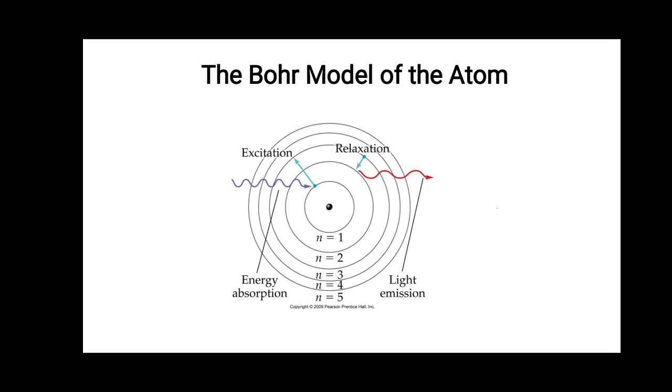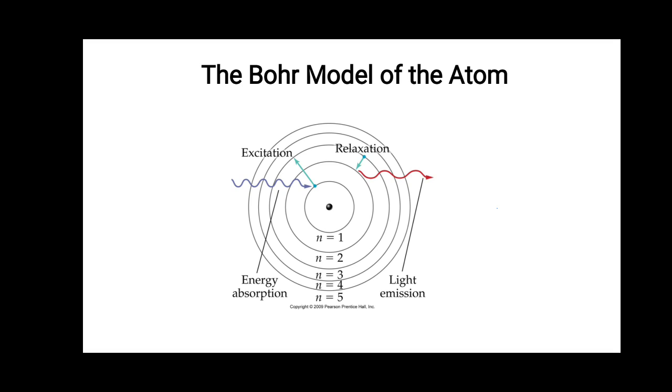And you know excitation is a temporary state. So light emission takes place: they emit the energy and go back to the ground state. This is the Bohr model of the atom. Here is the nucleus. n1 to n5 are the energy levels. n1 is the lower energy level while n2 is a higher energy level.